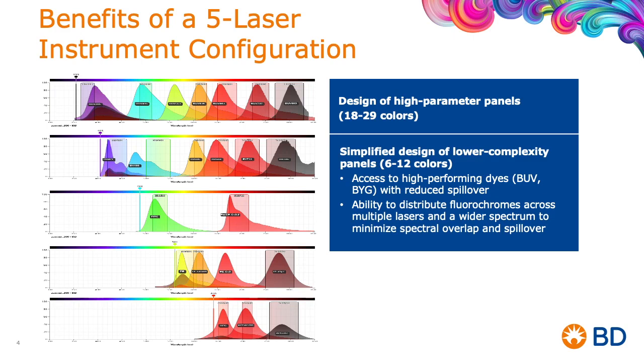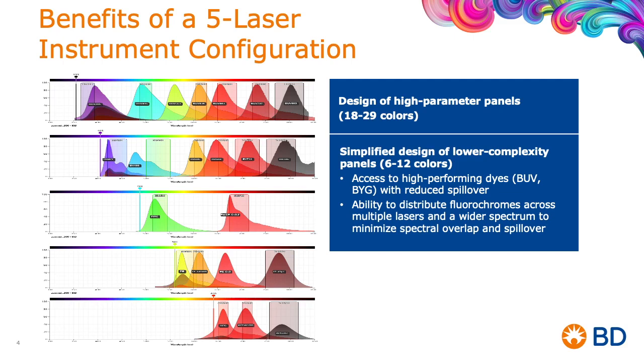So I would like to start by acknowledging some of the common challenges in panel design. We're all aware that panel design can be complex and intimidating at times, because there are a lot of factors that need to be taken into account in order to ensure success of an experiment. We need to understand the biology of our experiment. We need to be able to define a biological tree for a population of interest, understand the level of expression of our markers, and the co-expression patterns of the markers in our panel.